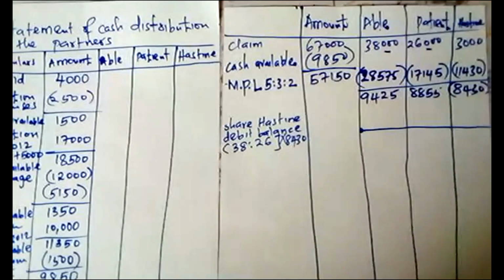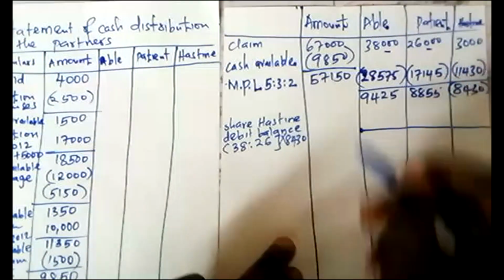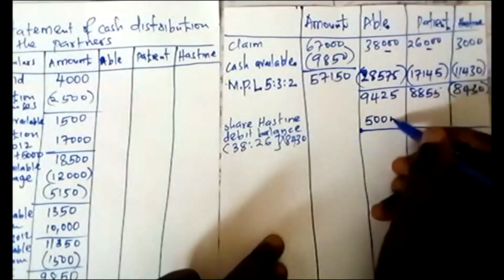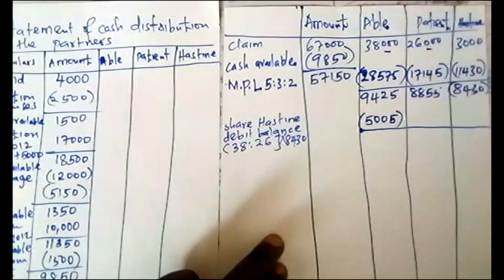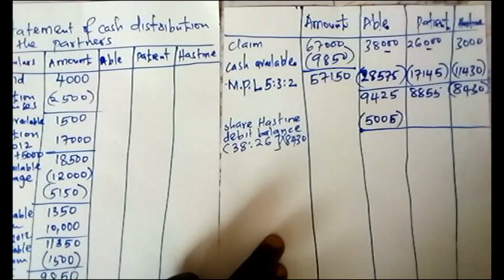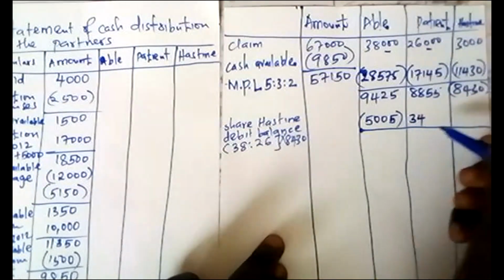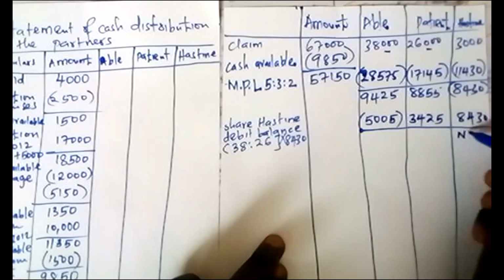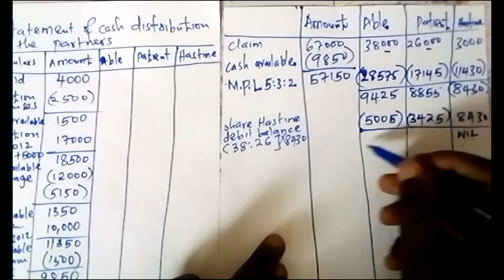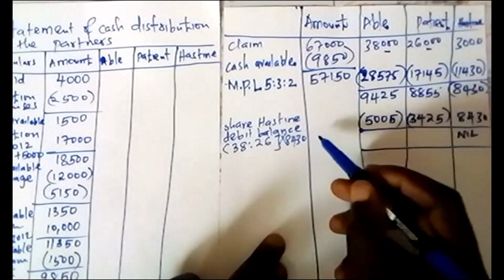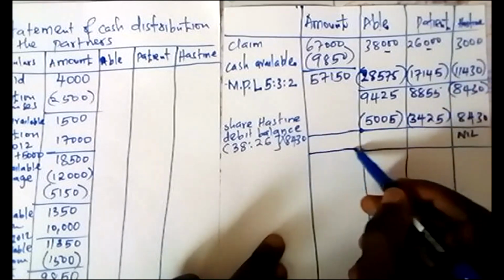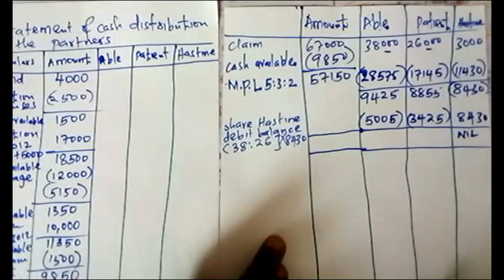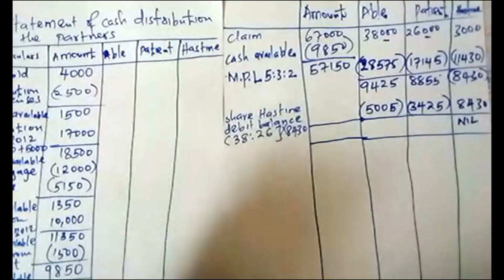So for Able it is 5005. Then what about for Patient? 3425. And this one you bring here as a positive so that it will be nil. So then subtract. Take 9425 minus 5005.